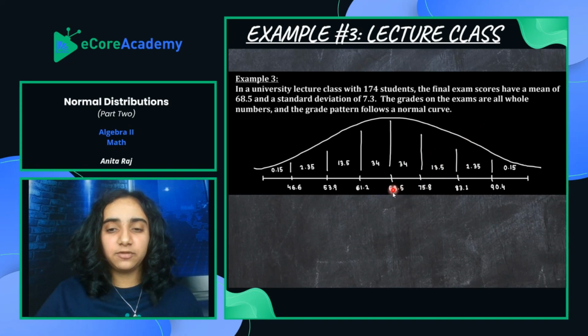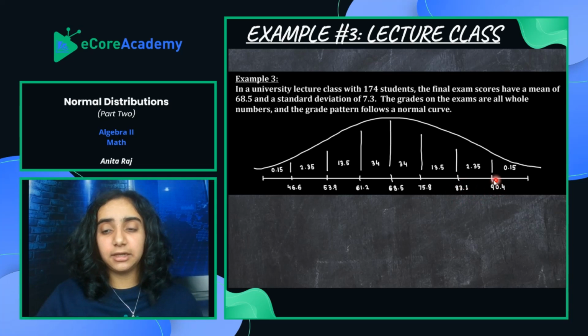So we have 68.5 as the middle, the mean. We're told that the standard deviation is 7.3. Well, I can add 7.3 to get 75.8, one standard deviation above the mean. Add 7.3 again to get 83.1, which is two standard deviations above the mean. And then add 7.3 one last time to get 90.4, which is three standard deviations above the mean.